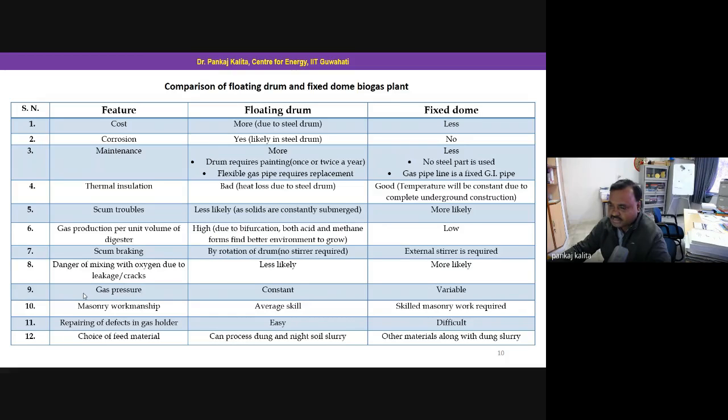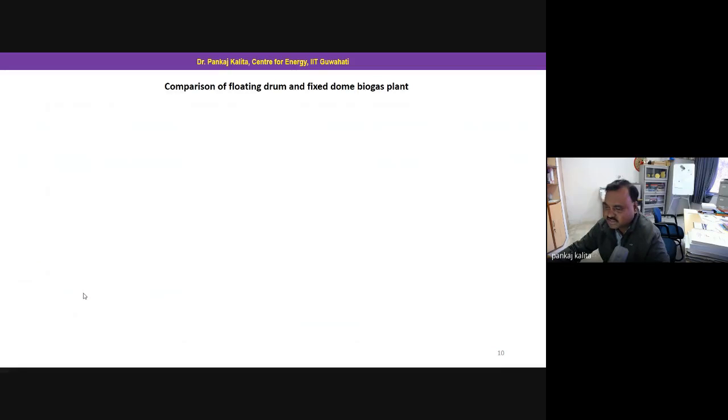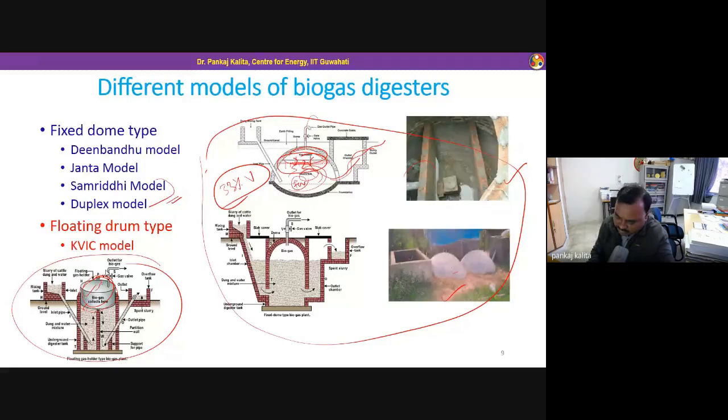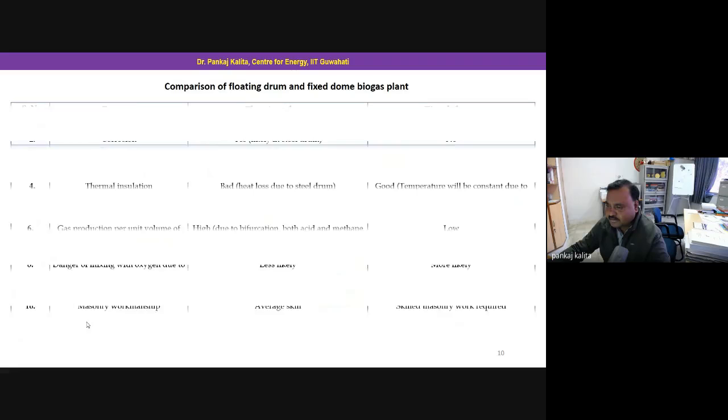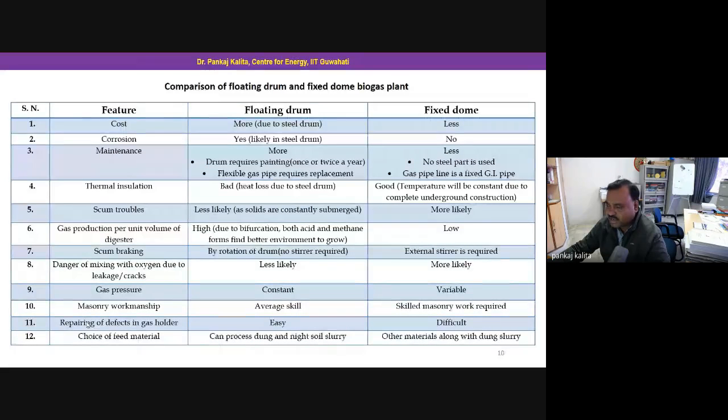And scum formation is less likely here, because in this case, this drum can be rotated. Okay, once you rotate the drum, then scum formation will not be there. So minimum scum formation will be there. But in case of fixed dome type, it is more likely that scum formation will be there. Gas production per unit volume is higher in case of floating drum compared to fixed dome type biogas plant. And as I say, this scum breaking is done by rotating the drum.